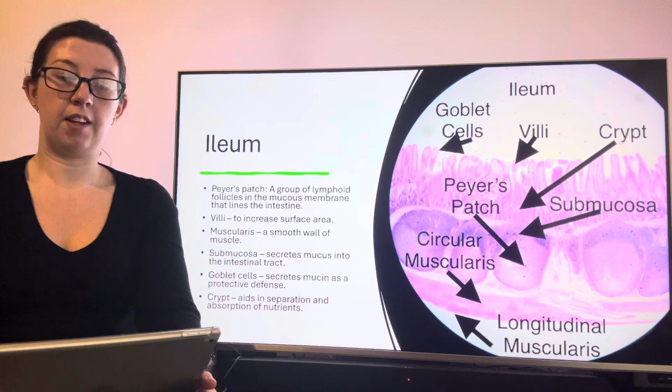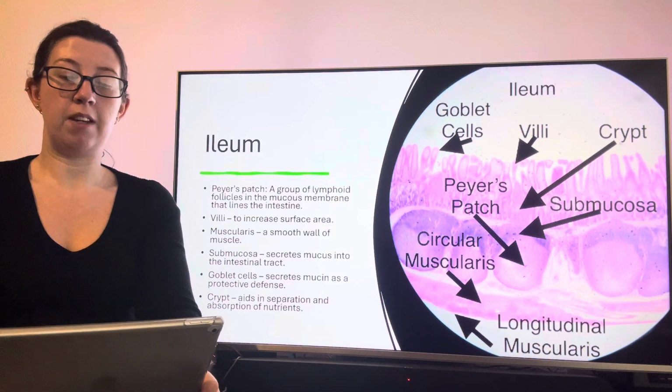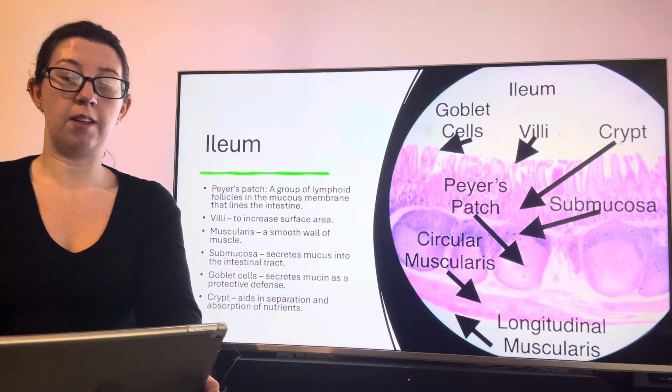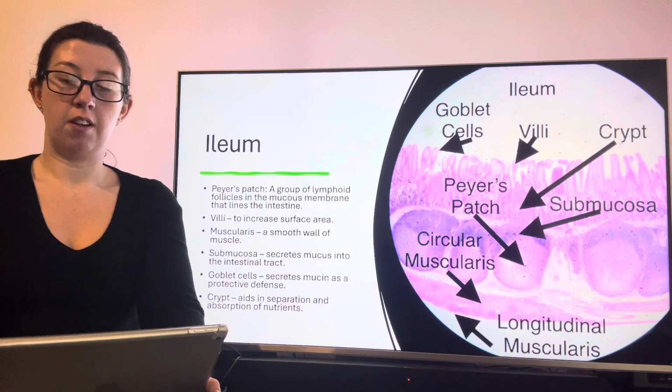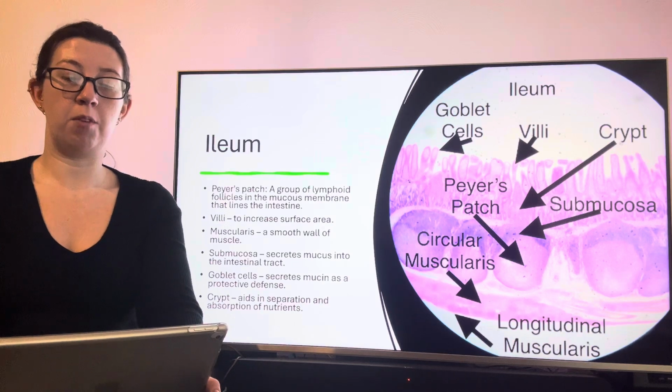The ileum. It is the longest part of the small intestine. It absorbs vitamin B12, bile salts, and the last of the food products that weren't absorbed in the jejunum. Peyer's patches prevent infection and bacteria growth. The villi increase surface area in the intestinal wall and speed up absorption into the bloodstream.